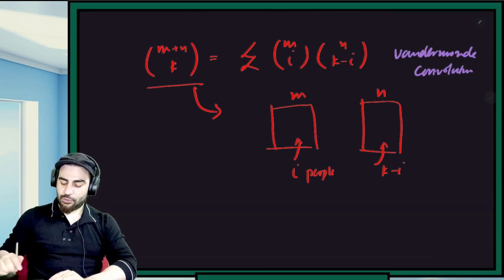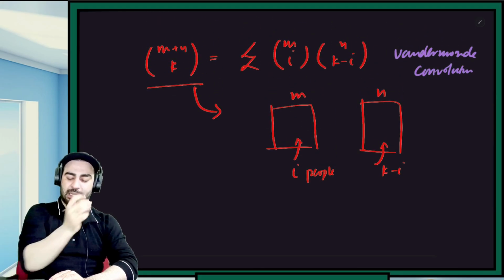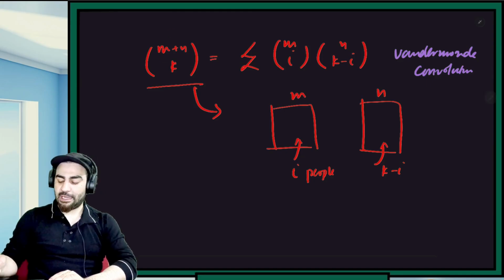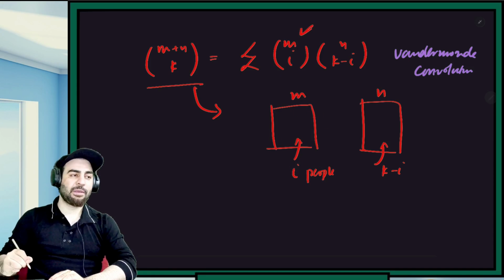So the left hand side is directly this: you have m plus n people, considering both of these groups, and you are choosing k people out of them. Now the right hand side, how can we evaluate this? From the first group you are choosing i people out of m people.